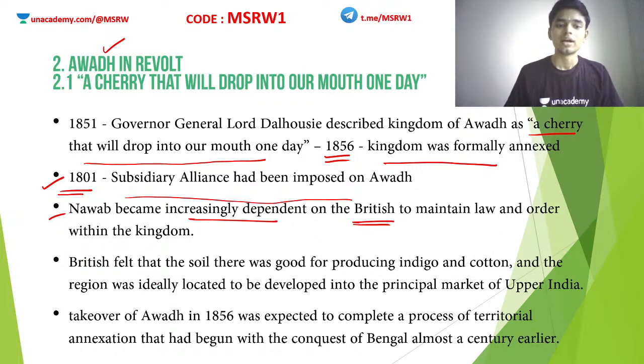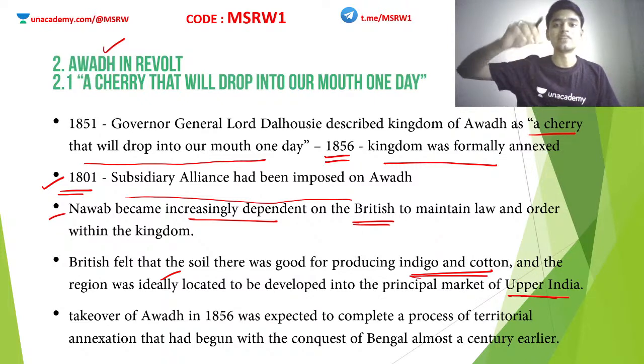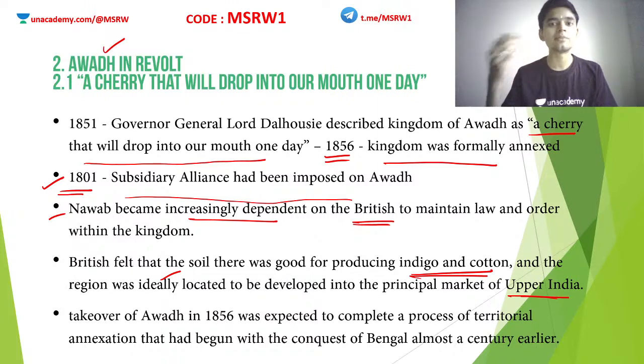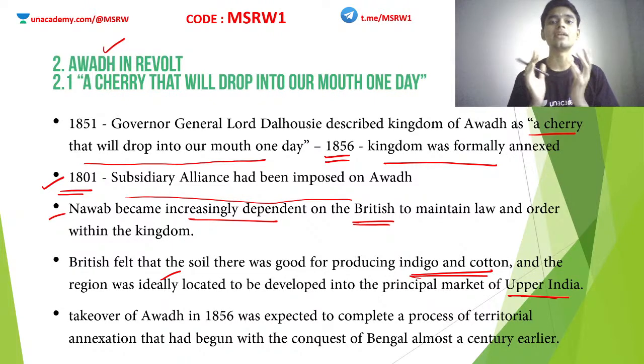Why? Because Oudh has fertile soil. The British were trying to expand agriculture, especially indigo and cotton. The demand for indigo and cotton in Europe was extremely high at this time, and the British were trying to find more and more land to cultivate these crops. And Oudh had fertile soil. So if they could bring Oudh into their power, they could go about it in any way they wanted. Oudh was also ideally located to be developed into a principal market in Upper India. The position of Oudh was very strategic. It could easily be developed into a market in North India where people from all over the country could easily approach. So all these made Oudh a really attractive prize for Britain.